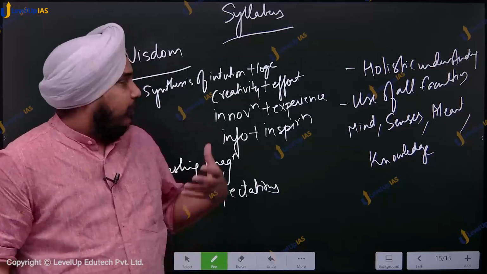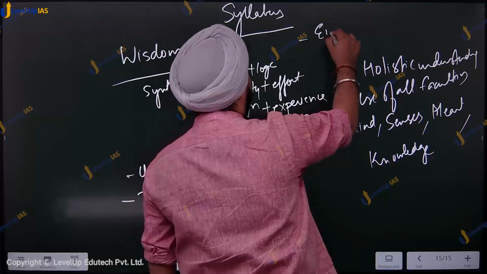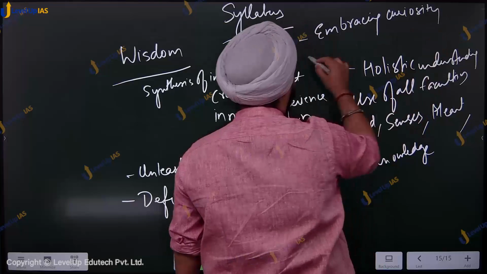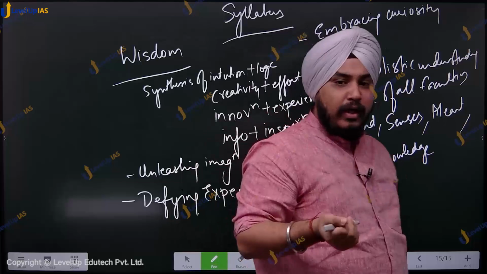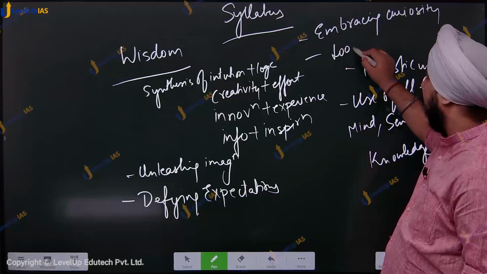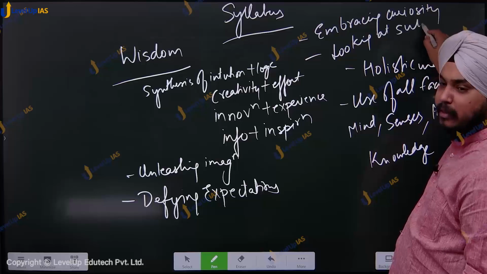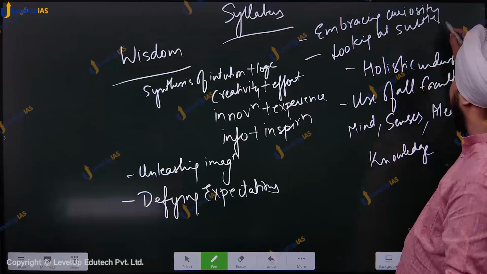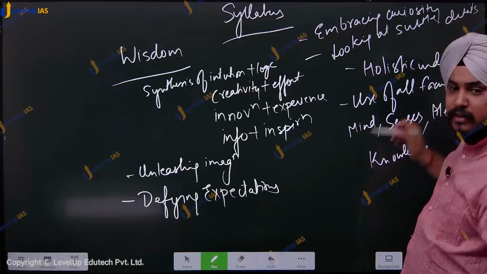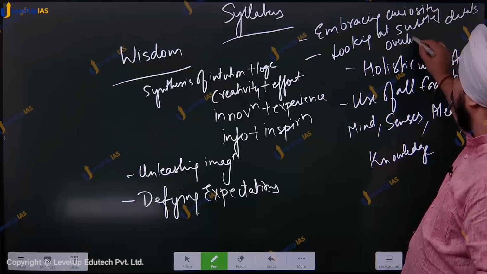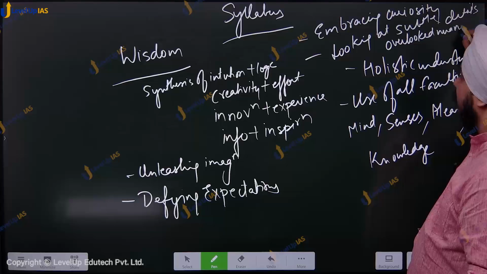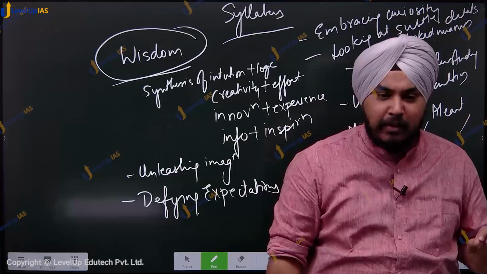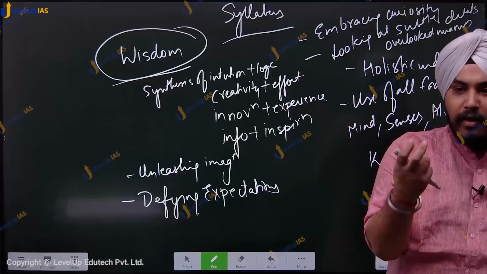Now, another aspect may be embracing curiosity, or looking at the subtle details, or what is called celebrating small wonders, or looking at overlooked nuances, subtle details. What nobody else is seeing, you are seeing. That is wisdom. Or overlooked nuances. So ultimately you will see that in all these aspects, one thing is being talked about, wisdom. The underlying concept is wisdom.